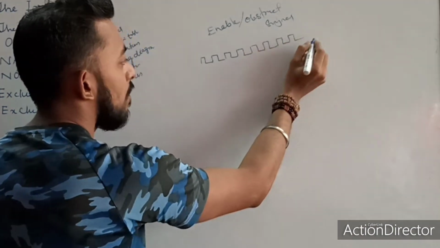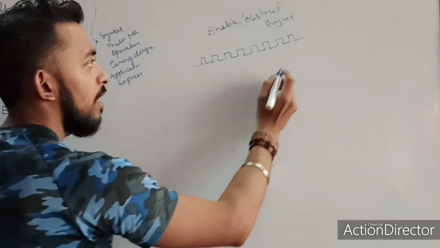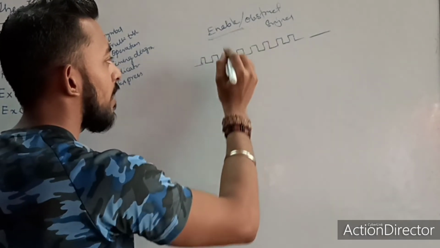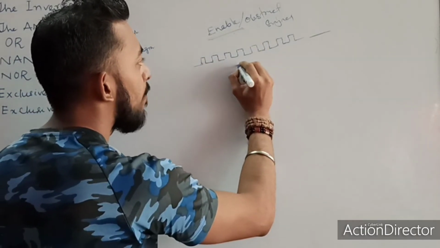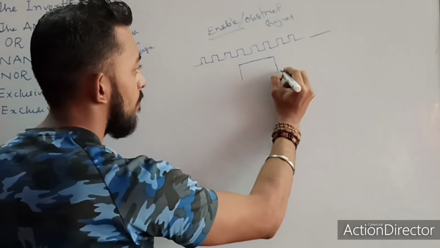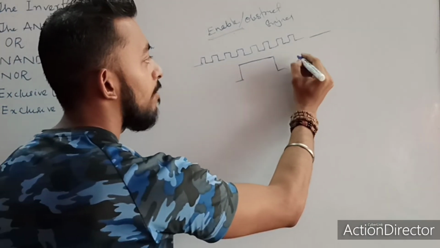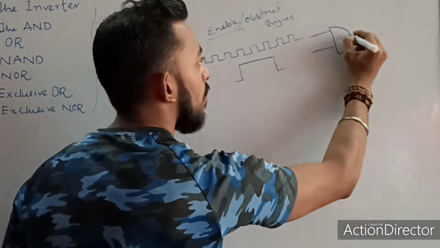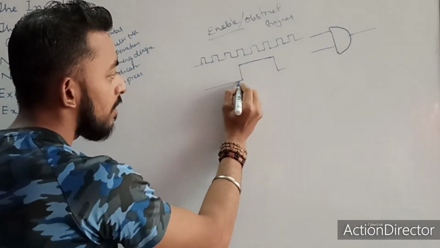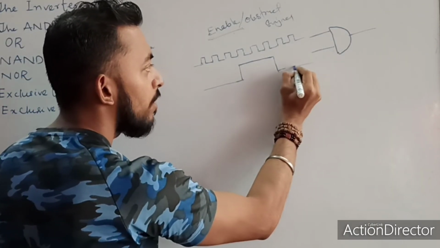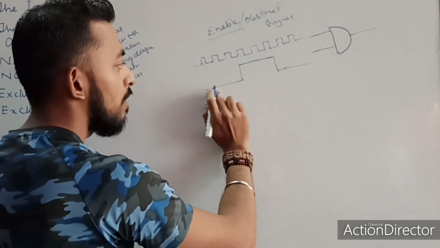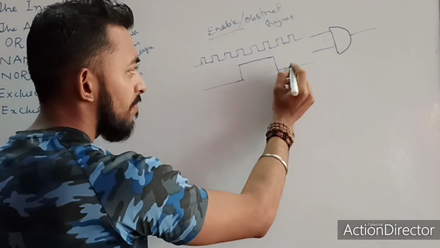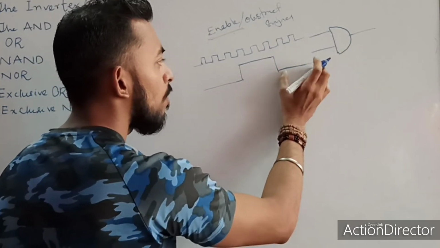This signal is applied to one input of an AND gate. This is one application. Then how can this AND gate be used? I am going to apply one enable signal to the second input of this AND gate. Then what will happen? For this time period, and from here to this time period, this input is low. It means my output will become low for this interval.